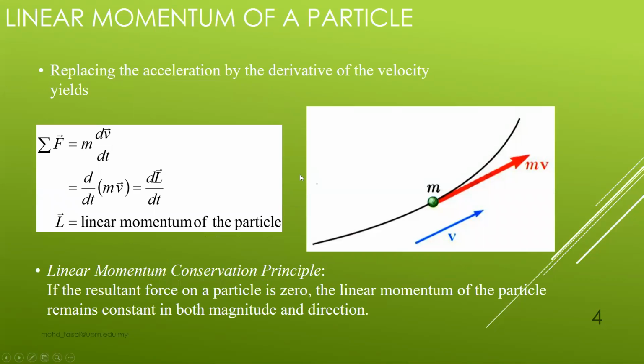Okay, for the linear momentum of a particle, we can replace the acceleration by the derivative of the velocity, like so. On our right here, we can see the black line is the path of this particle of mass m, moving at a velocity of v. So we have a momentum of m times v, mv.